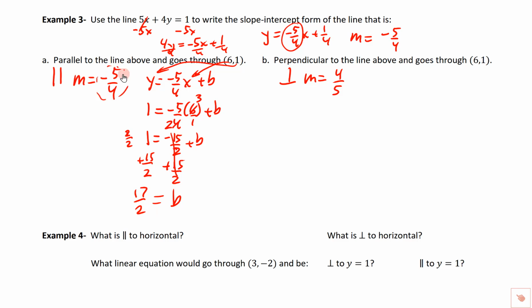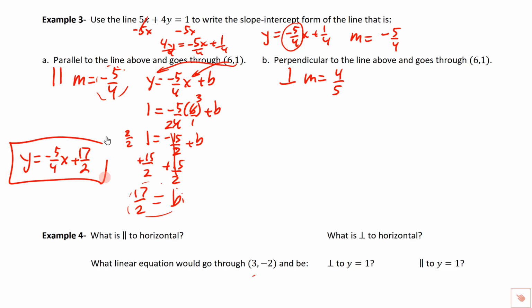So I have the slope up here, and I have the y-intercept down here. So what I end up with is y equals negative 5/4 x plus 17/2. Now, if you end up with a fraction, that's totally okay. The great part about this is we don't have to graph anything, so that'll be kind of awesome.